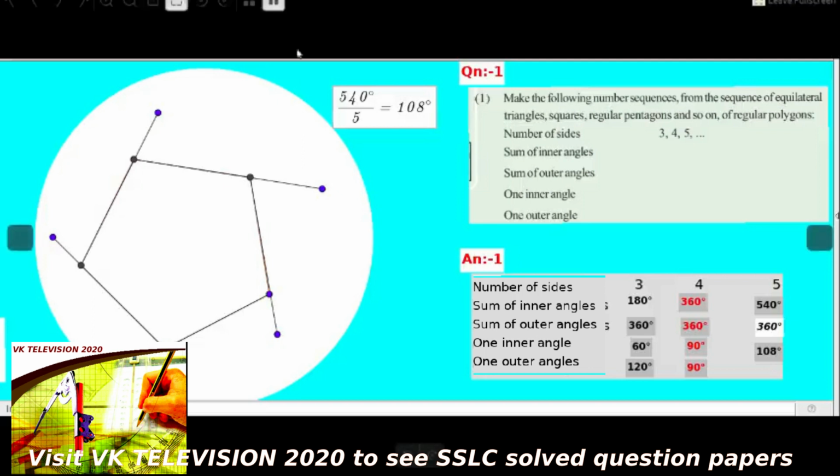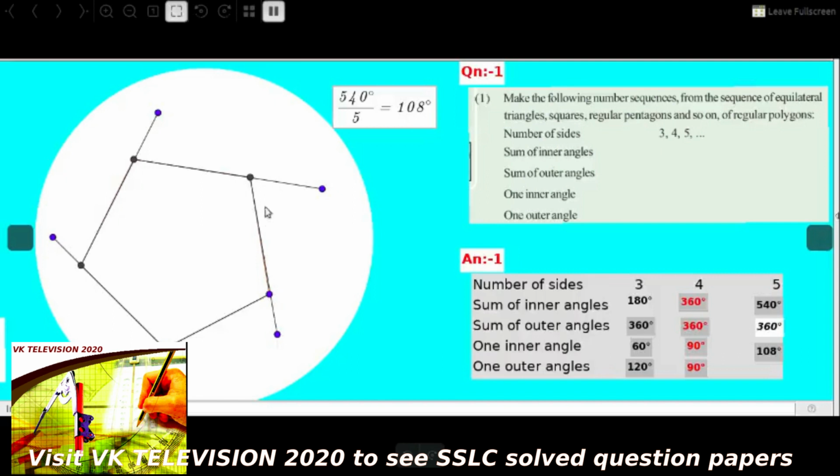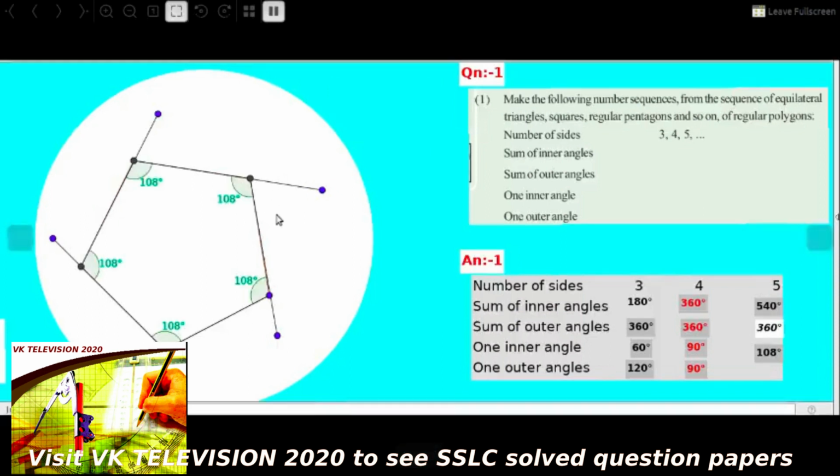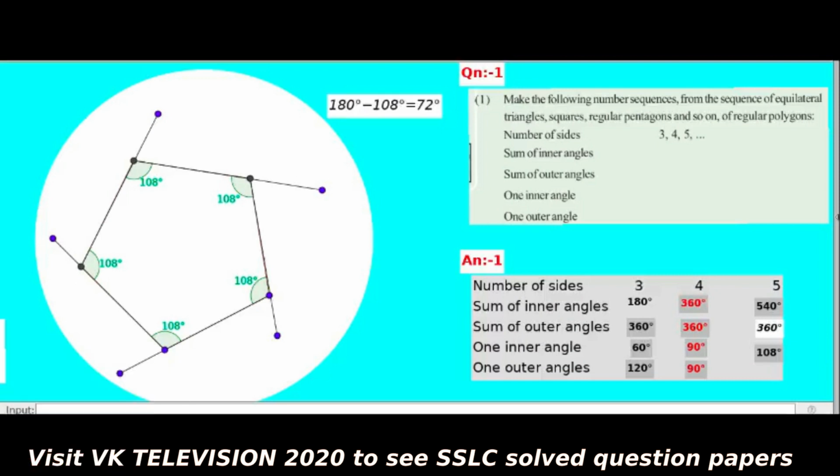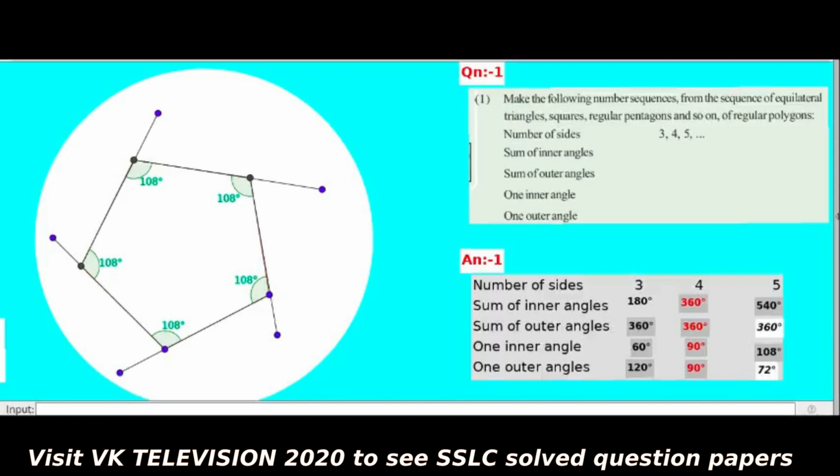So this angle is 108. So this one is equal to 180 degrees minus 108 degrees, that is equal to 72 degrees. So we obtain one outer angle is equal to 72 degrees. Okay.